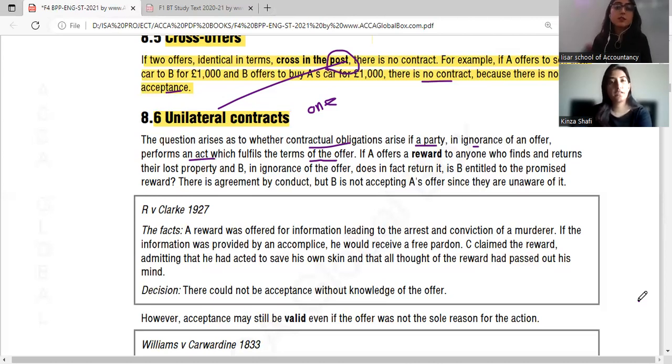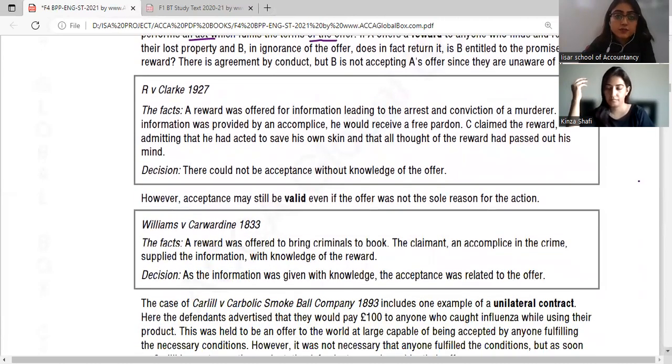Yes, because first of all, if he was expecting acceptance, he should have got it done at the same moment. Exactly. He did it by his own instinct to help, out of kindness, not out of knowing the offer and then accepting the offer. Okay, next.